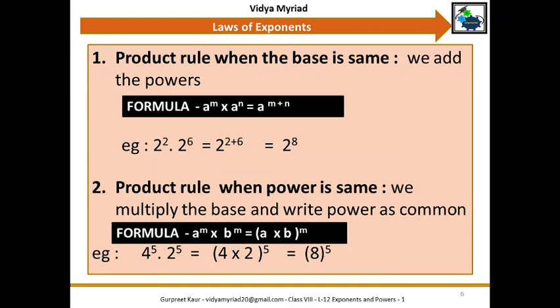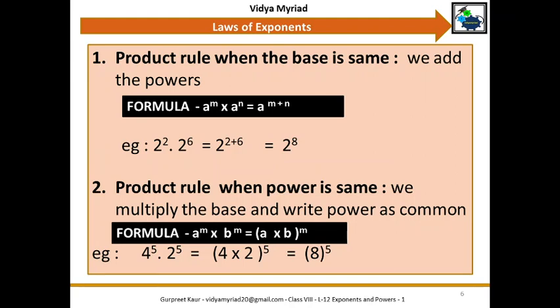Now there are certain rules of exponents which are very simple, very easy. Just understand and concentrate here. Number one rule is when your base is same but powers are different. Like I have written in an example, 2 raised to power 2 multiply 2 raised to power 6. Now the base 2 is same, so I will add the powers. It will become 2 raised to power 2 plus 6, which is equal to 2 raised to power 8.